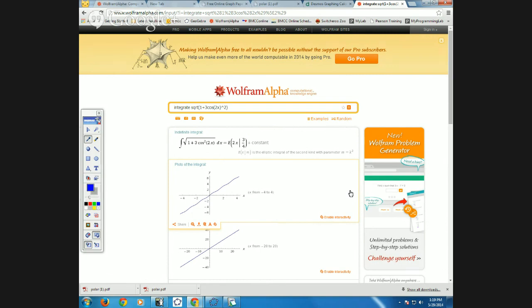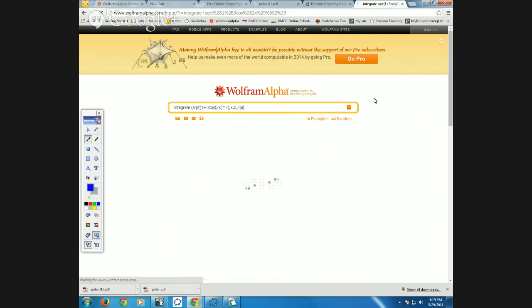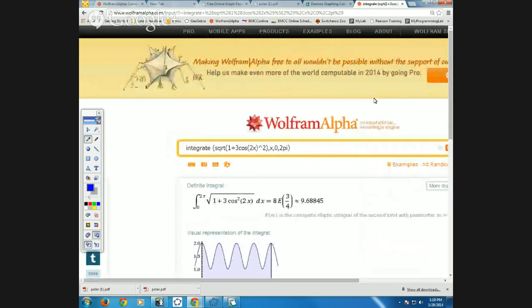So the best we can do is a numerical approximation of it. So let's try that. Now we're going to integrate this thing with respect to x, as x goes from 0 to 2 pi. Let's see if Wolfram Alpha understands that. It should. Probably should blow up the screen. Yes, it understood it. They're saying it's 8 times the elliptic integral of the second kind of 3/4.